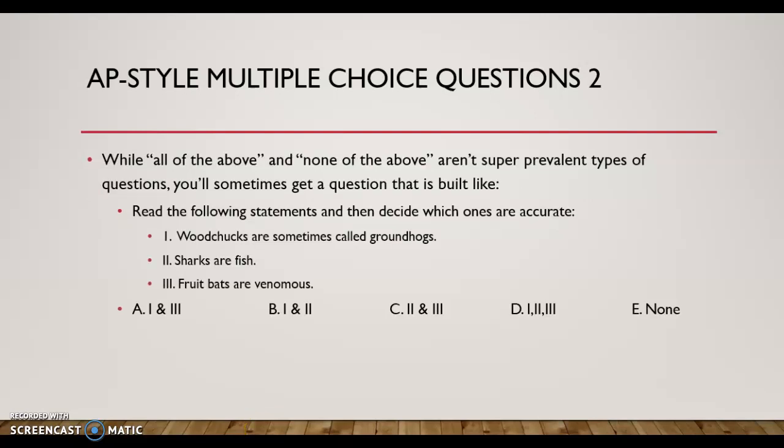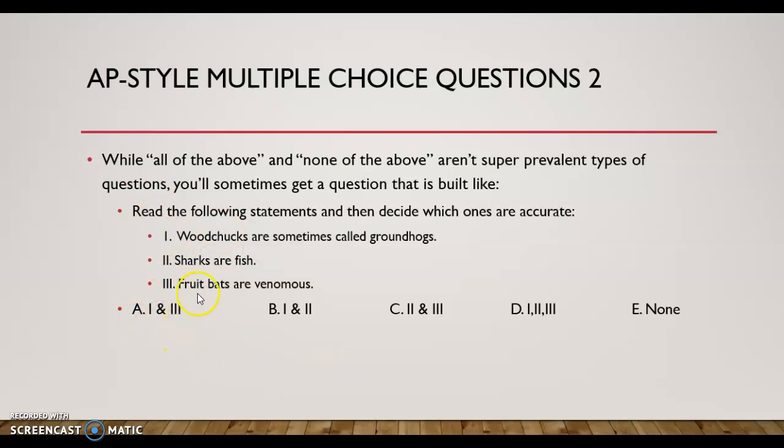Next, the all of the above and none of the above that you might have seen on multiple choice tests over the years aren't super prevalent on AP tests. However, you'll sometimes get questions that are built like this. Read the following statements and decide which ones are accurate, or something like that. 1, woodchucks are sometimes called groundhogs. 2, sharks are fish. 3, fruit bats are venomous. Okay, and then you have to decide which combination of those things are correct.